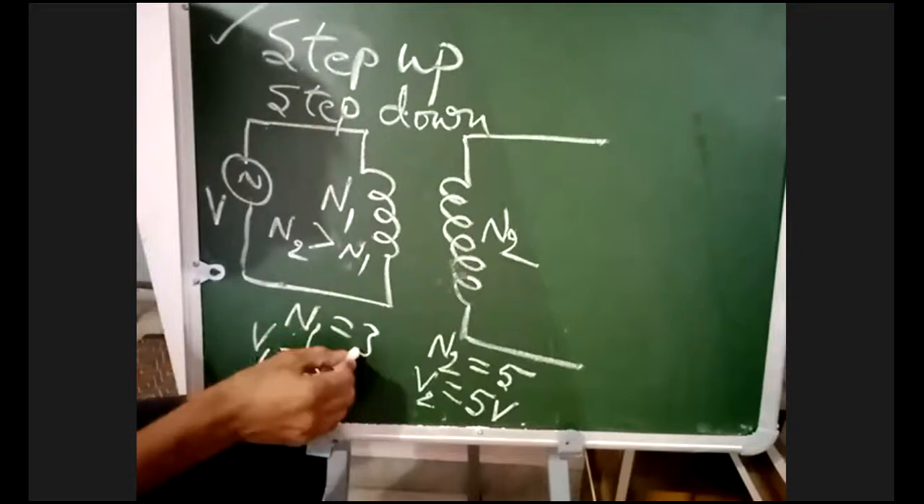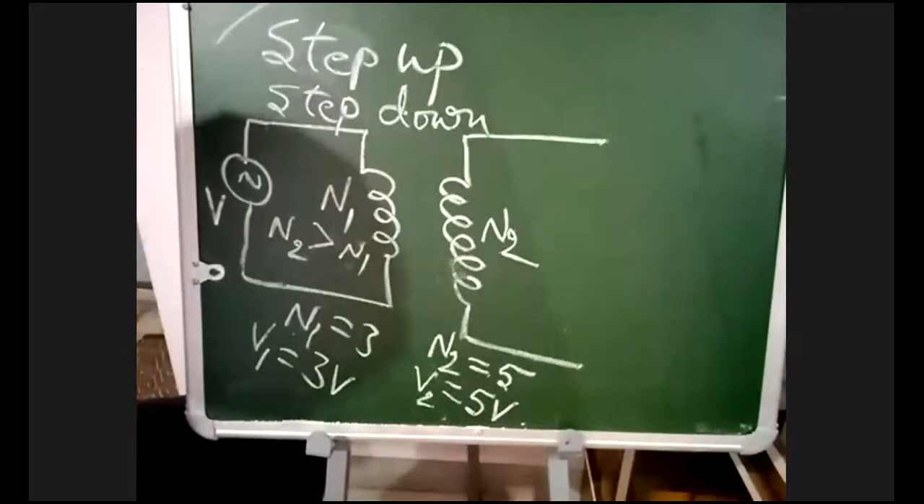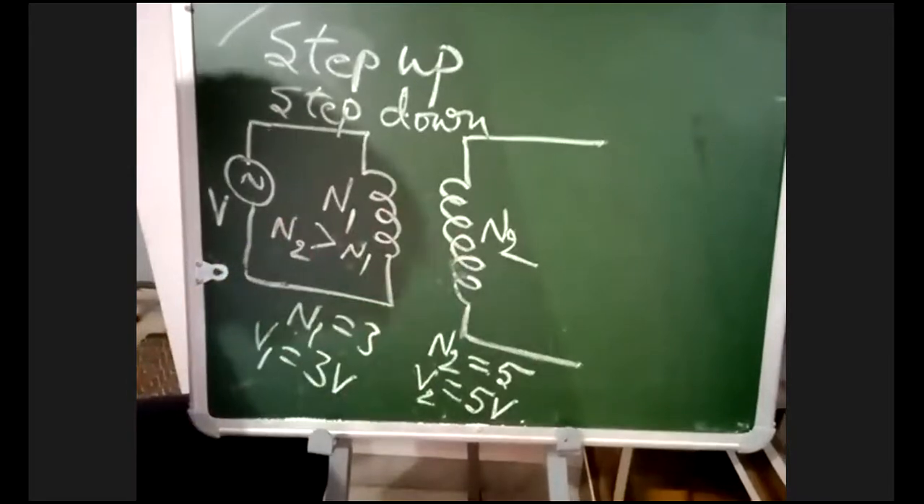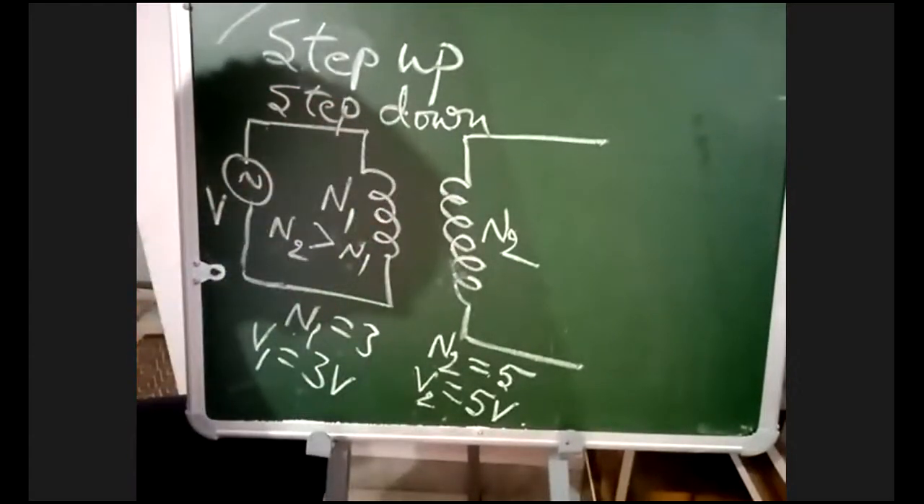Suppose N1 is 5, N2 is 3. What is this transformer called? We are stepping down the voltage. That is called a step down transformer.